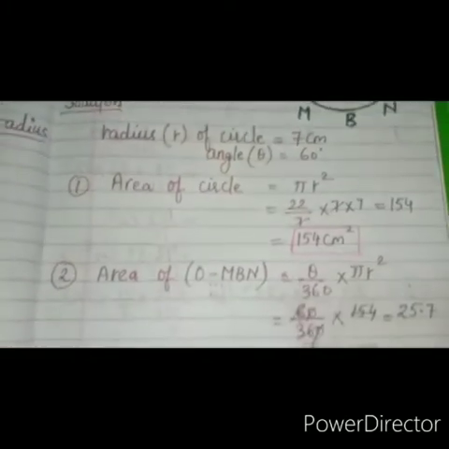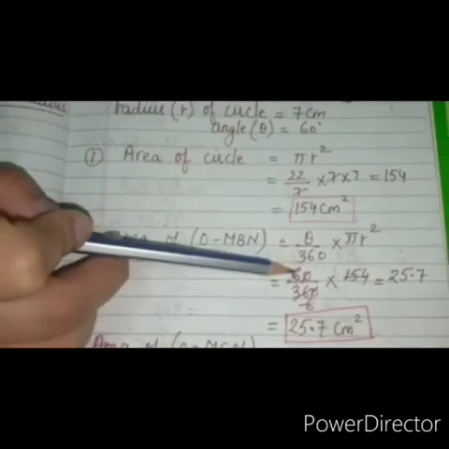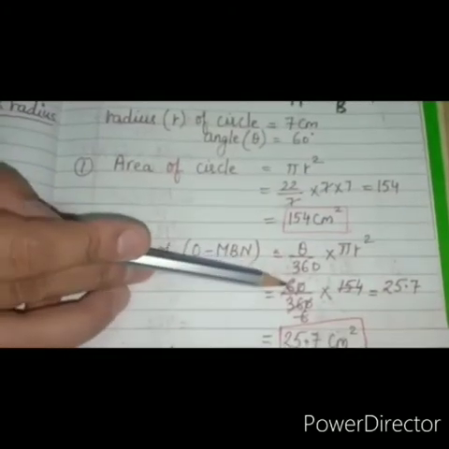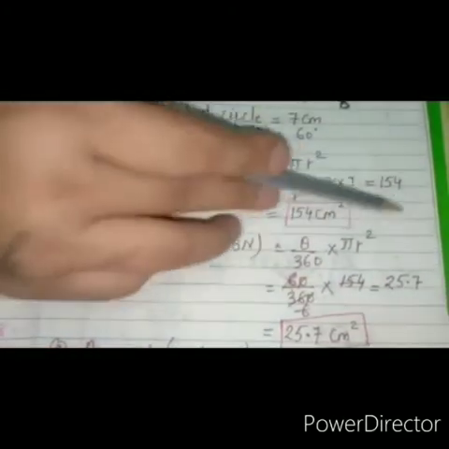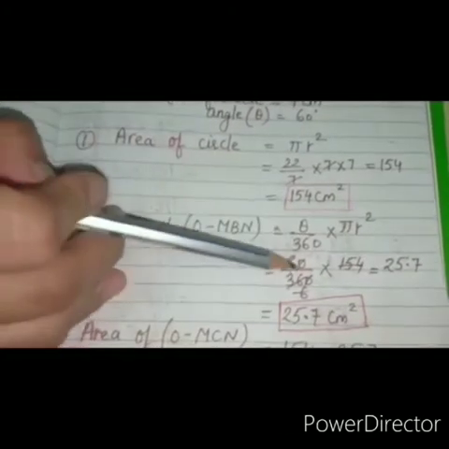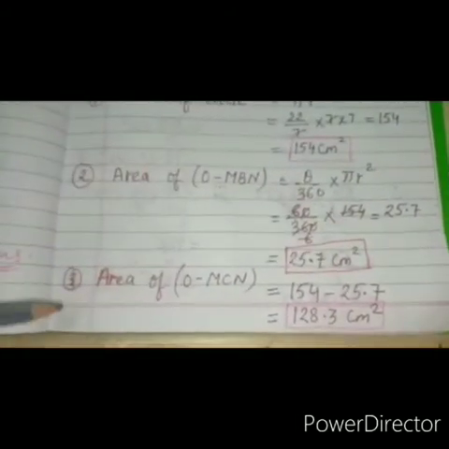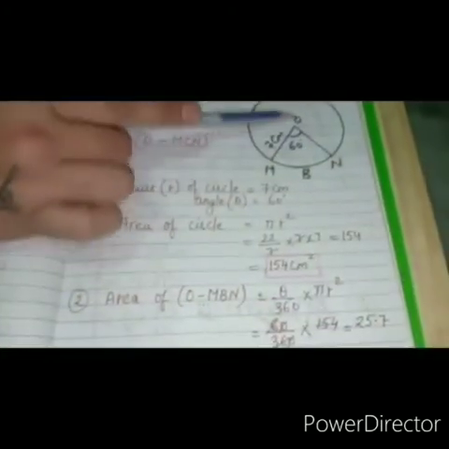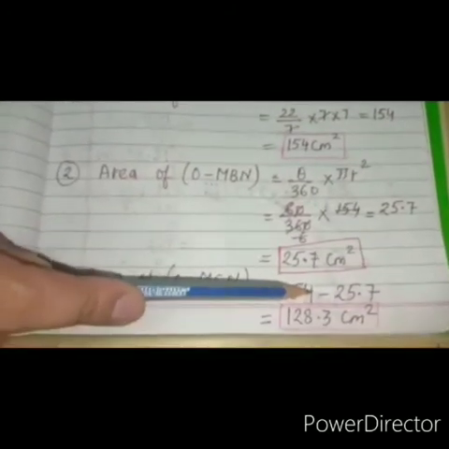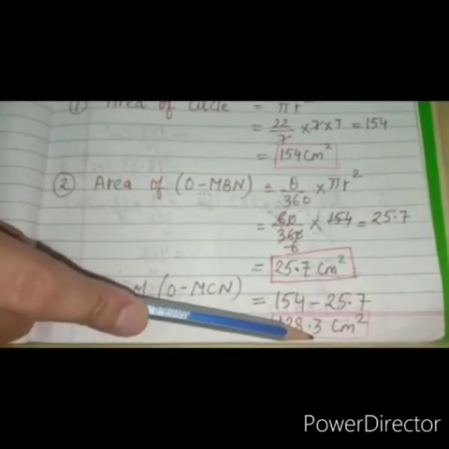First part is solved. Now the second part, area of region OMBN, which is theta upon 360 multiply pi r square. Here theta is 60 degree, which we will put here, 60 upon 360 multiply the whole area, which we have already calculated in the first part. We will put it here, or either you can solve again, then it will come 25.7 centimeters square. Second part solved. And for the third part, very easy. This whole area of the circle minus this part, that is 154 minus 25.7, which comes 128.3 centimeters square. This is the third part solved.